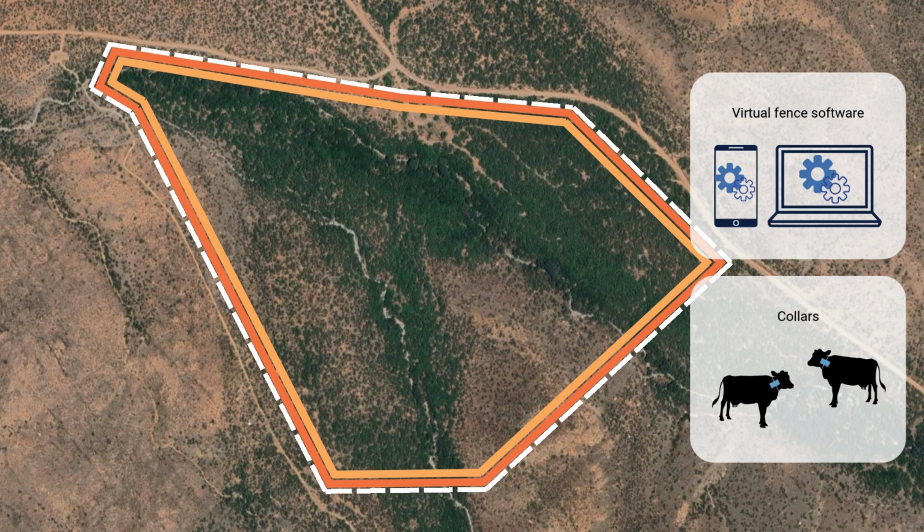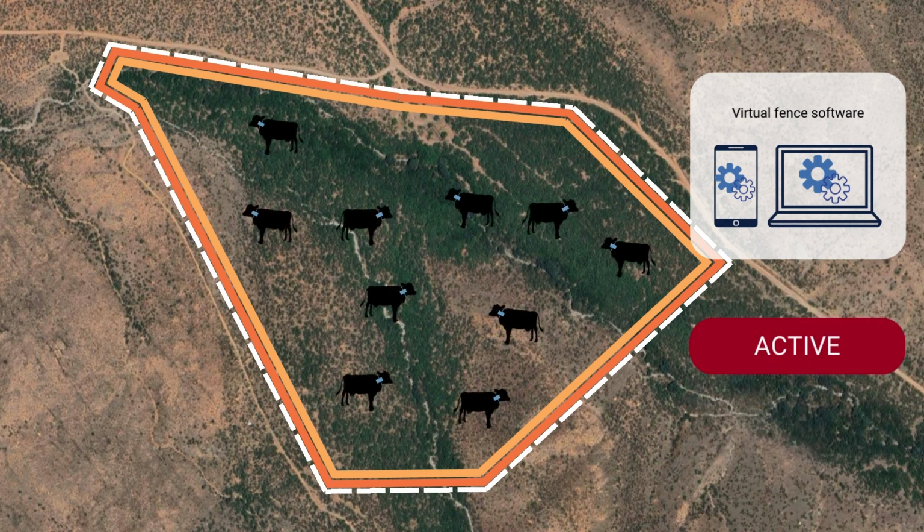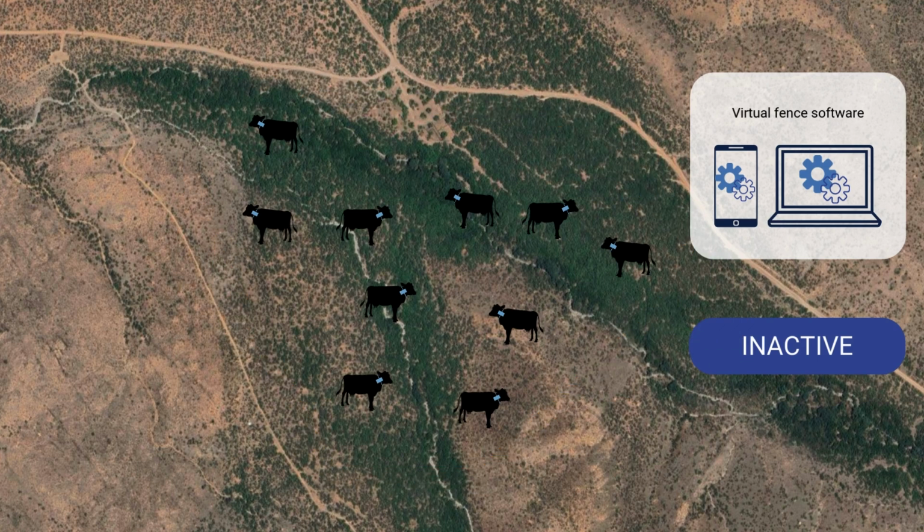In the virtual fence software, group collars into virtual herds. Virtual herds help manage animals in the software, especially when working with large quantities of collars. Schedule when the virtual fences should be active and inactive. Virtual fences cannot be turned on and off instantly.